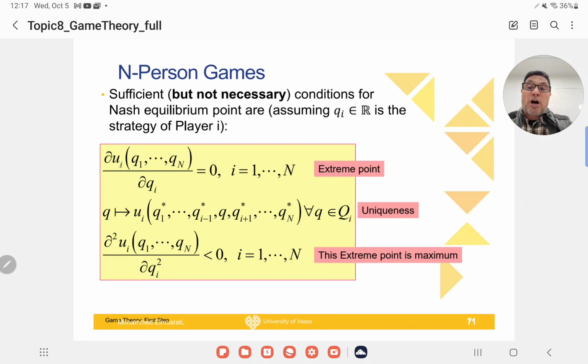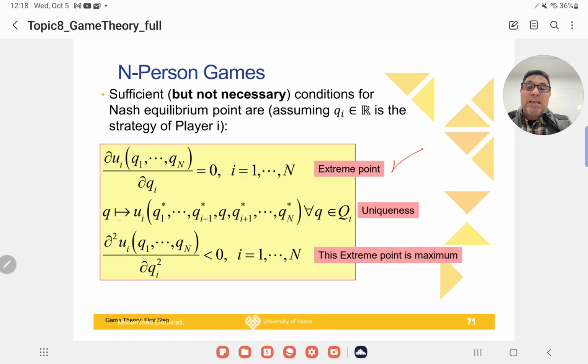So the differentiation of all utility or payoff functions with respect to each strategy, so the differentiation of the utility or payoff of the ith player with respect to the strategy of the ith player, should be 0. This is to guarantee that we get to the extreme point.